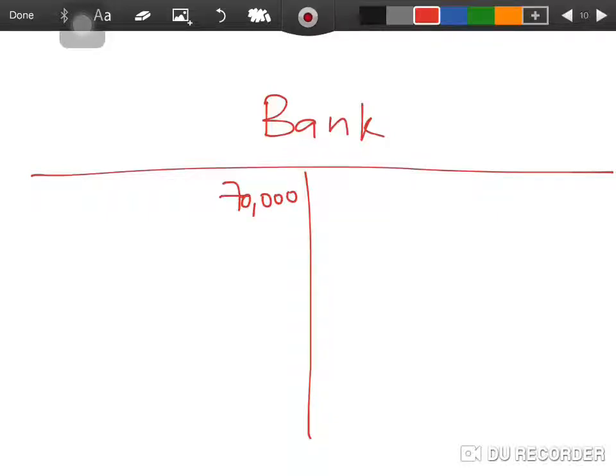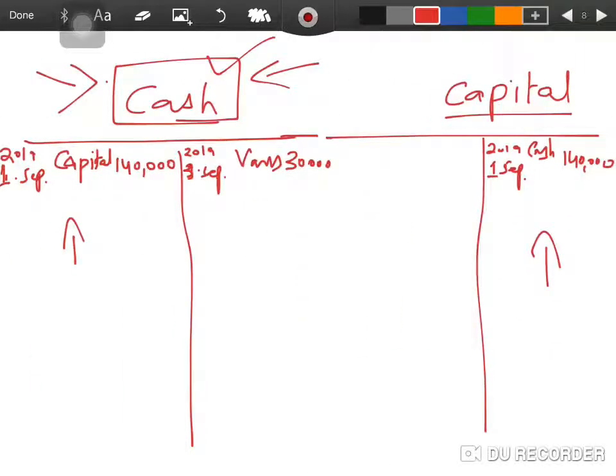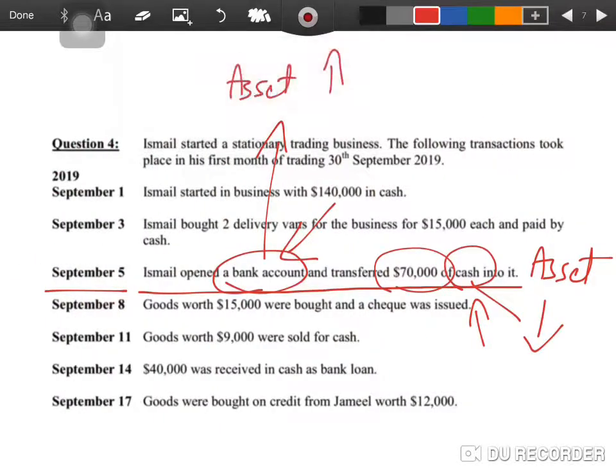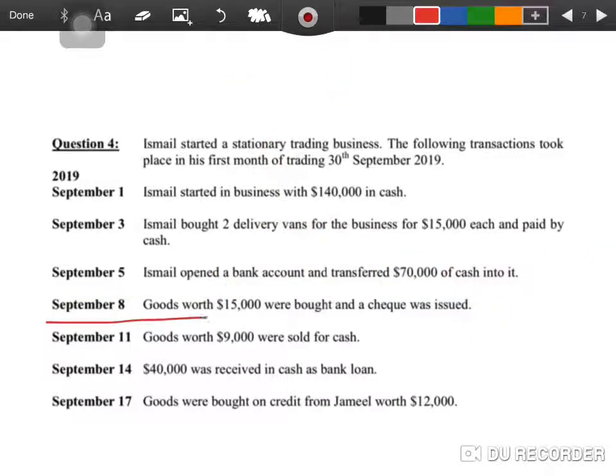The date was 5th September and here we are going to write cash. On the other hand, the credit entry for this is going to be on the credit side of the cash account. The date is going to be 5th September and here we are going to write bank. Moving on, September 8, goods worth 15,000 were bought and a check was issued.